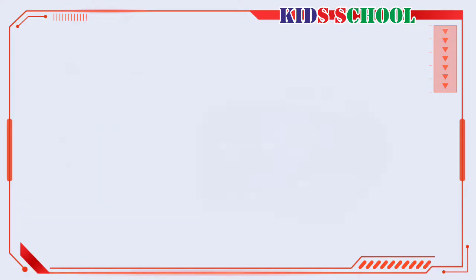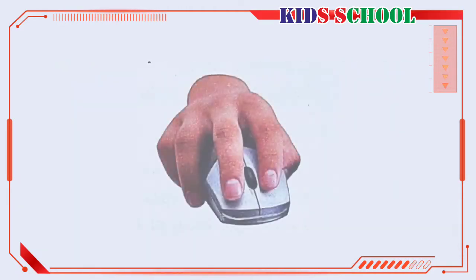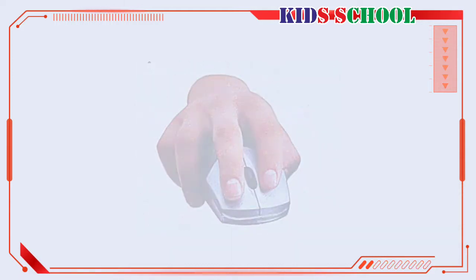The mouse. Dear students, a mouse has 2 or 3 buttons on it. It is kept and moved on a mousepad. Do you know how to hold the mouse? First, place your right palm on the mouse. Put your first finger on the left button. Put the middle finger on the right button. Hold the mouse on the sides with your thumb and the remaining 2 fingers.